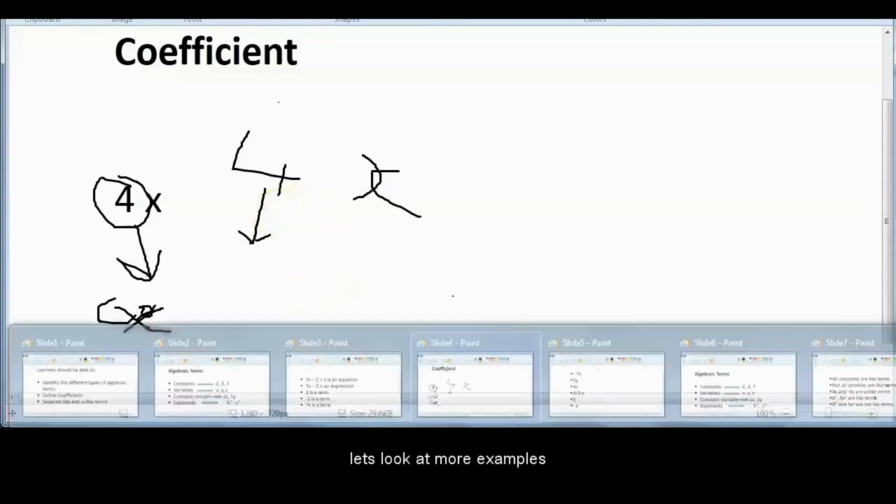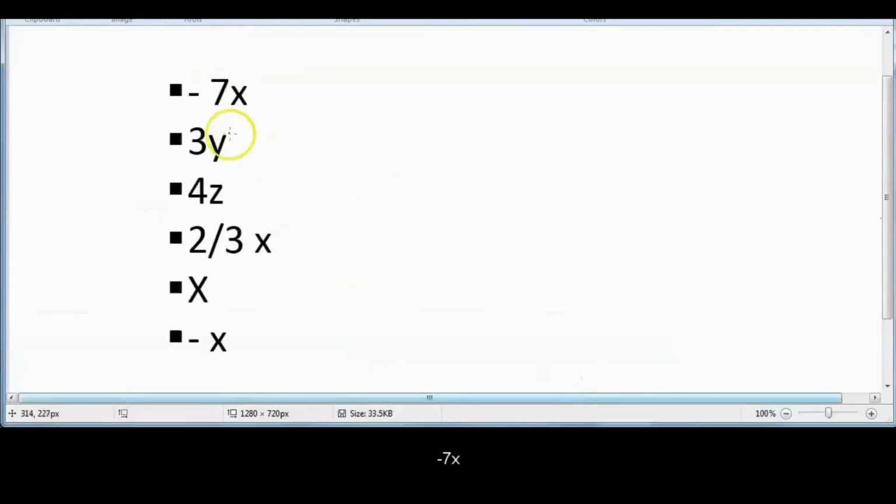Let's look at more examples. Minus 7x. X is the variable. Minus 7 is the coefficient of x. 3y. Y is the variable. 3 is the coefficient of y. 4z. Z is the variable. 4 is the coefficient. 2 over 3x. 2 over 3 is the coefficient of x.